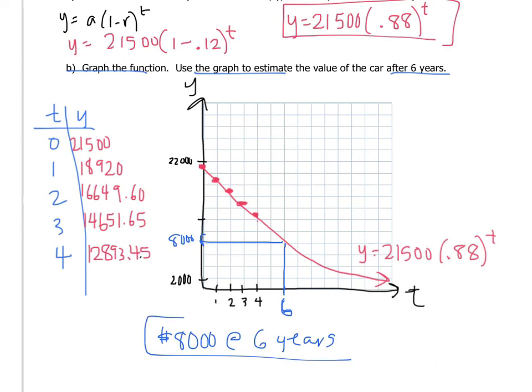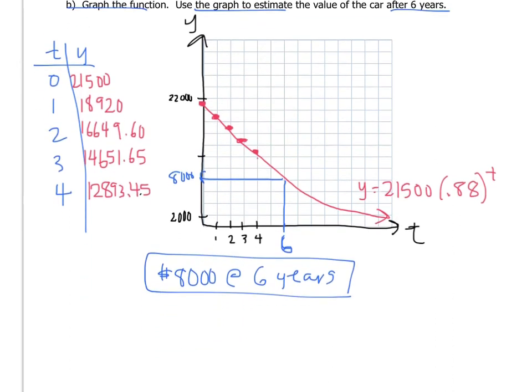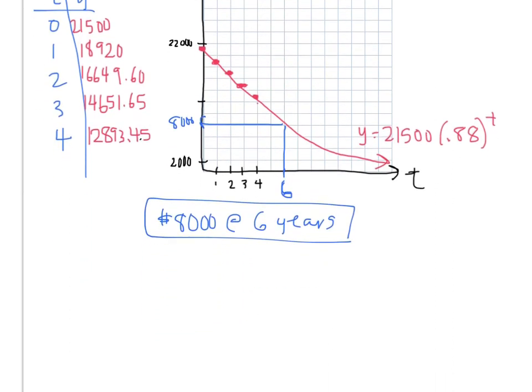Okay, now, how do you find the exact value? Well, you plug 6 in for t into the equation. So if the equation is y equals 21,500 times 0.88 to the t, I'll plug in 6 for t and now calculate what I get. So I plugged in, I got $9,984.69, so it probably would actually be closer to here.